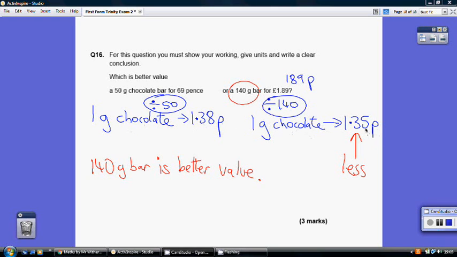Clearly better value is if it's cheaper. You'd be amazed how many kids get that wrong. So we're looking for this one here. That's the smaller amount. So once we've got this comparison where we're comparing like with like, you can then conclude that the 140 gram bar is better value because it's cheaper.